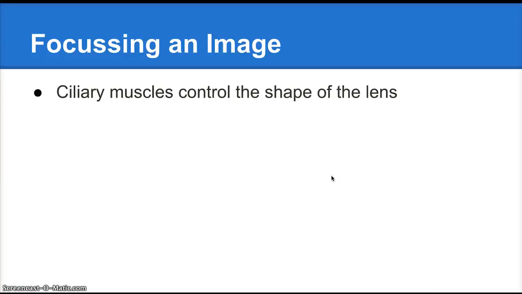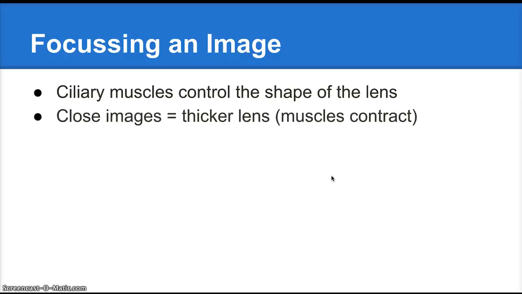Focusing on an image is also a specialized function in the eye, controlled by ciliary muscles that surround the lens. So ciliary muscles control the shape of the lens, either allowing it to be thicker or narrower, changing the direction of light coming into the eye. Sorry, not the amount, I should say bending. It changes the bending of the light in the eye.